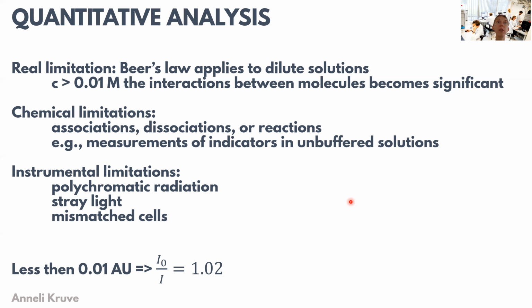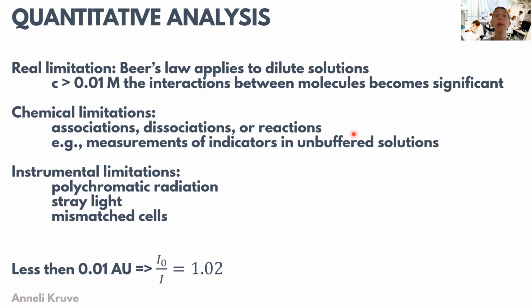Another limitation is the chemical limitations. And with chemical limitations, we mean all kinds of chemical processes that can happen to the molecules in the solution and therefore alter their absorption spectra. So for example, associations, dissociations, reactions that could occur.